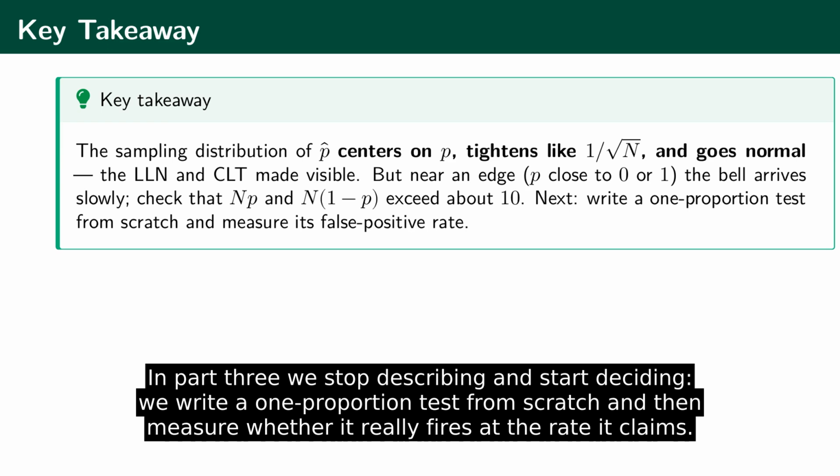In Part 3, we stop describing and start deciding. We write a one proportion test from scratch and then measure whether it really fires at the rate it claims.